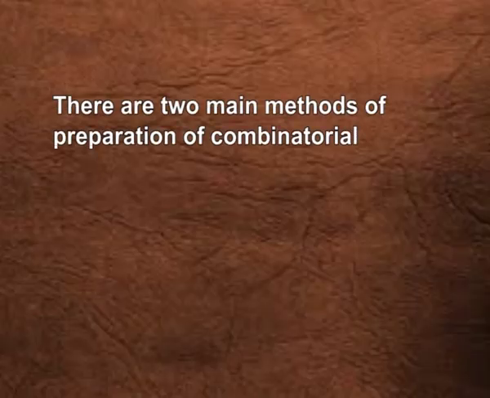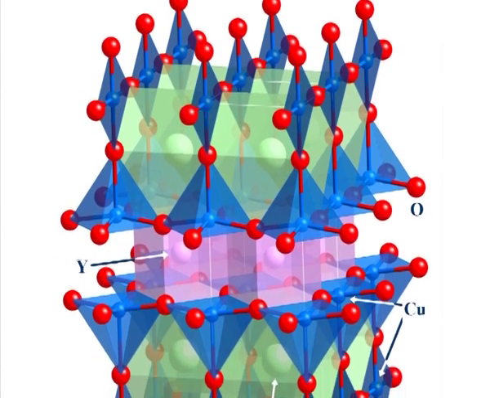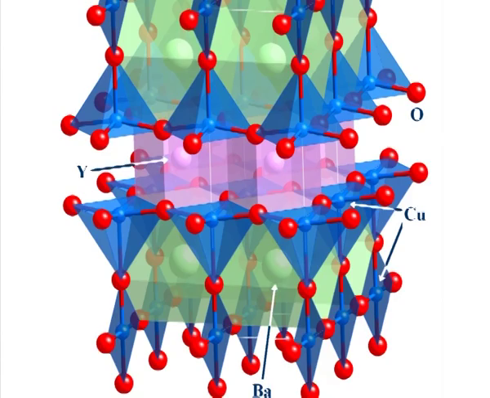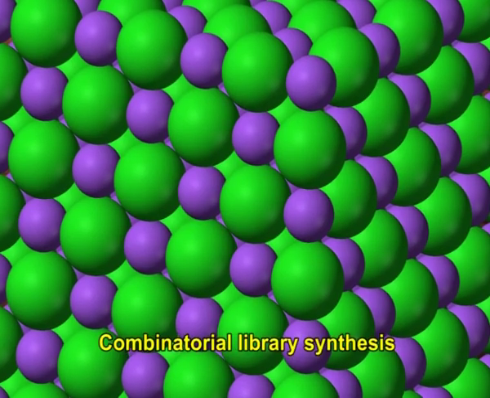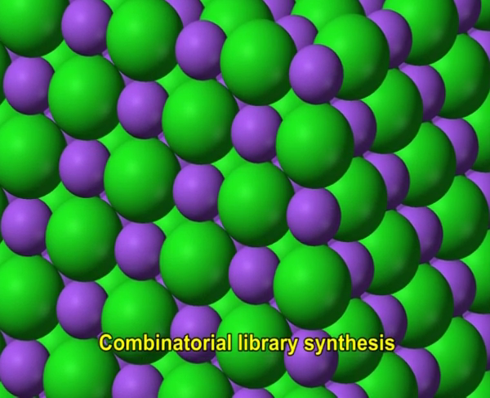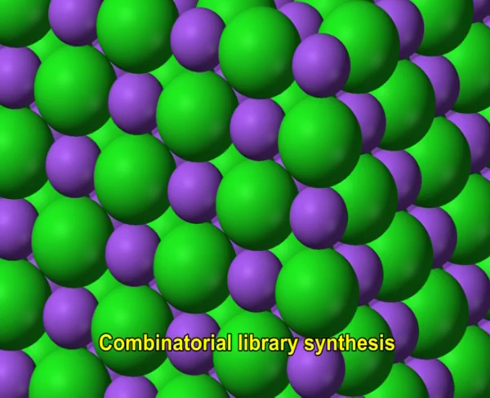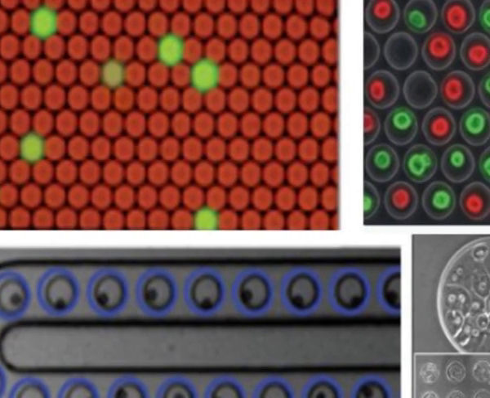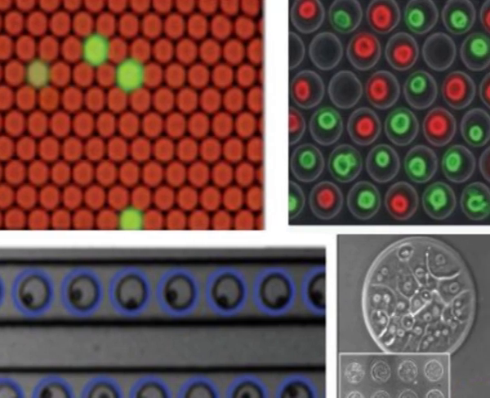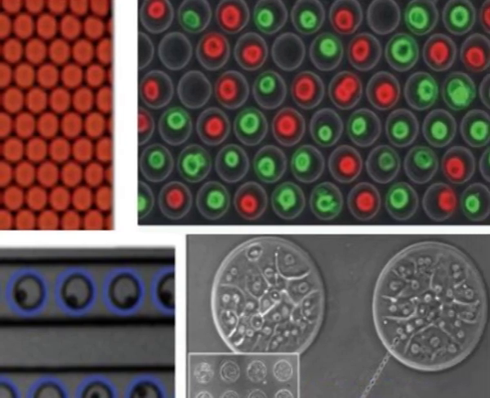There are two main methods of preparation of combinatorial libraries. The first one is parallel chemical synthesis and the second is split and mix chemical synthesis. These approaches can apply solid or solution-based synthetic methods alone or in combination. The majority of combinatorial library synthesis is done on solid support. In parallel chemical synthesis, all the products are assembled separately in their own reaction vessels. The split and mix approach depends largely on solid-based synthetic methods and produces a mixture of related chemical compounds in the same reaction vessel.